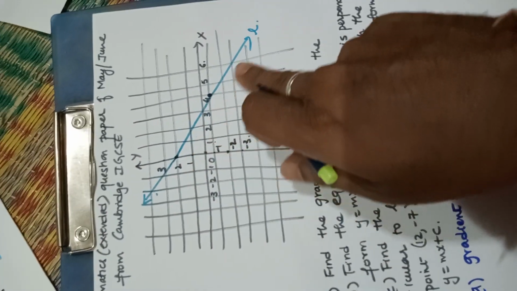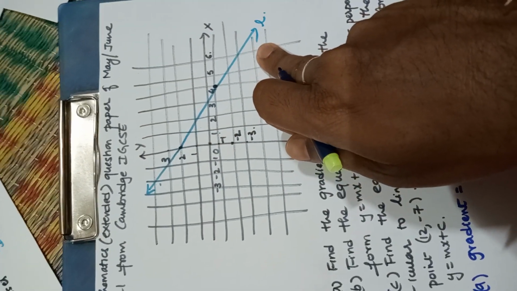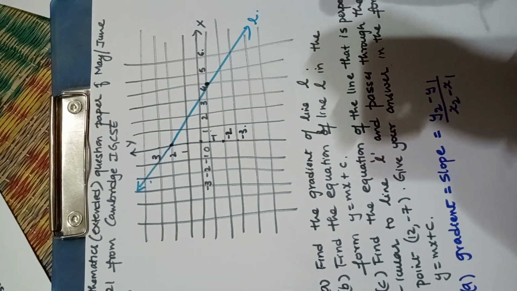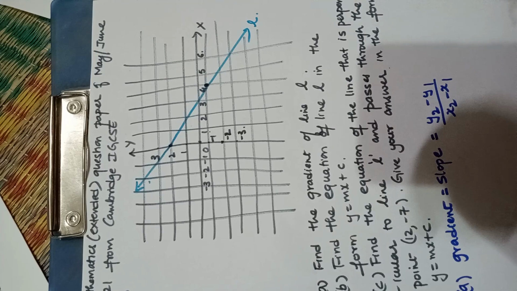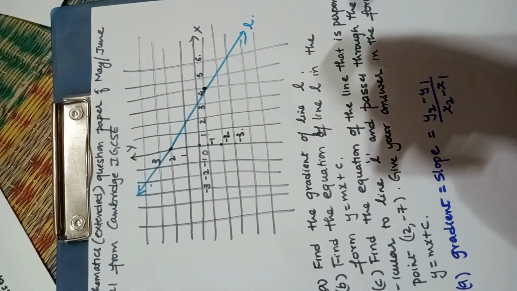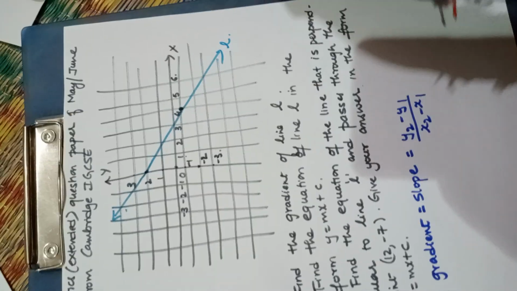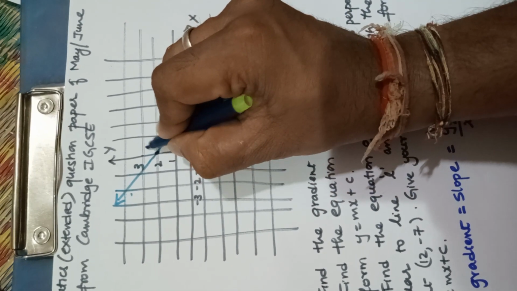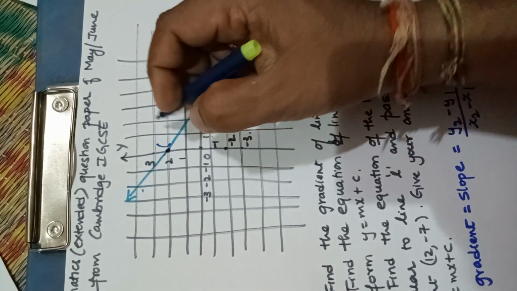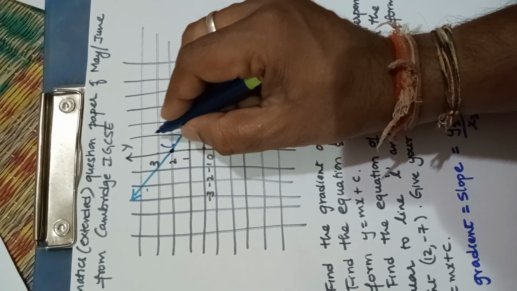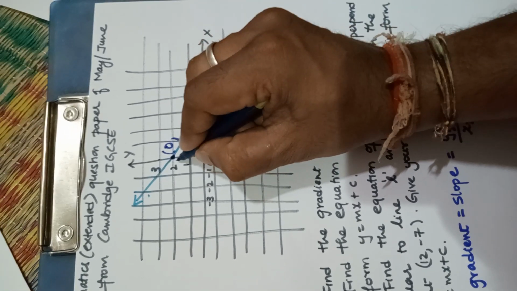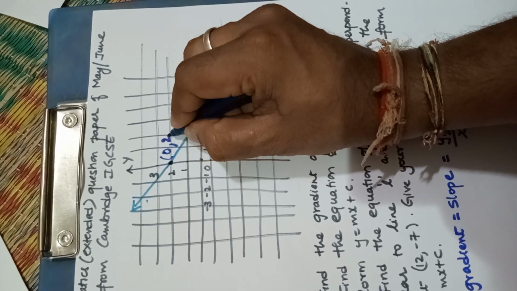Actually, we know that there are infinitely many points lying on the line L. We have to choose 2 points. We have to select 2 such points whose coordinates are easy to determine from the graph. So I'll choose this point. What are the coordinates of this point? Because it lies on the y-axis, its abscissa will be equal to 0 and its ordinate value is equal to 2. So it is (0, 2).